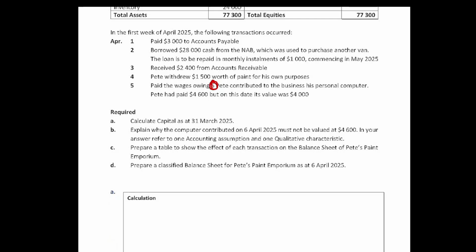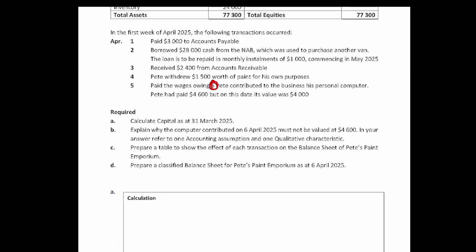So then, why is that? Which assumption then? You have to give the assumption and characteristics, yeah? You have done these things. Which assumption? Which means the owner contributed it, so Pete had paid 4,600 when he purchased it, but now after some time it is worth only 4,000 by the time the computer was contributed to the business. Okay? Is it faithful representation?